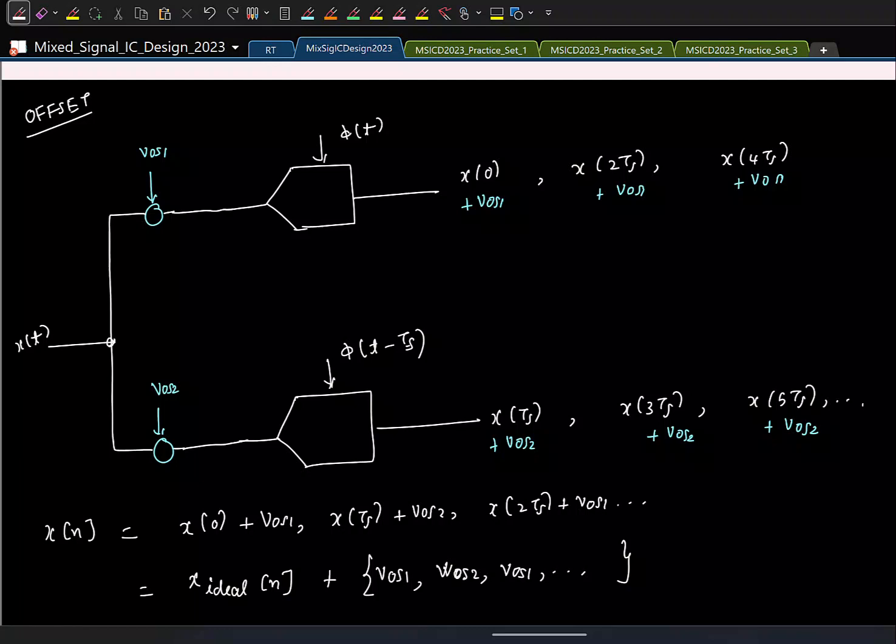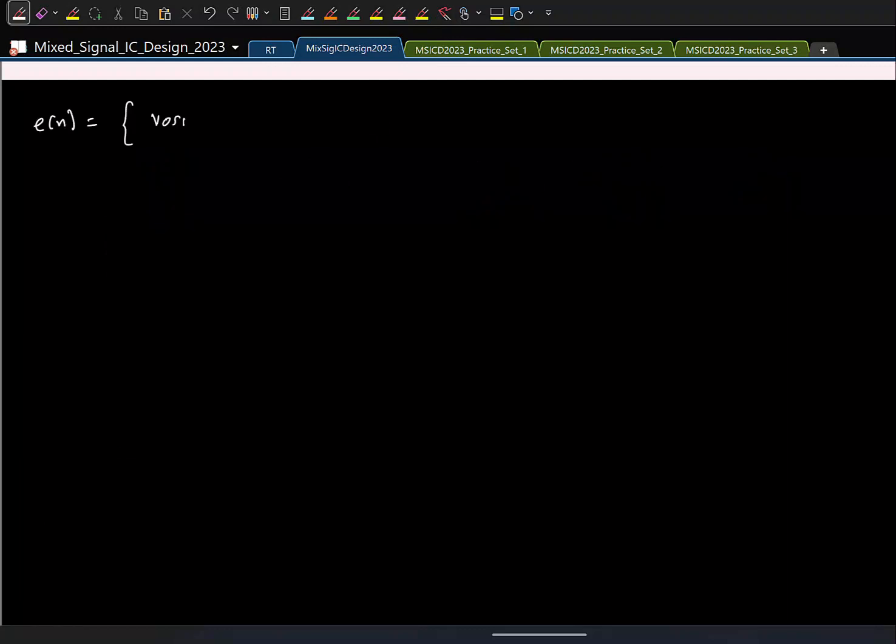Basically, in addition to the ideal data, we are adding some error sequence, and that error sequence is alternating between VOS1 and VOS2, right? We'll see what happens because of this. So the error sequence we have is basically alternating between VOS1 and VOS2.